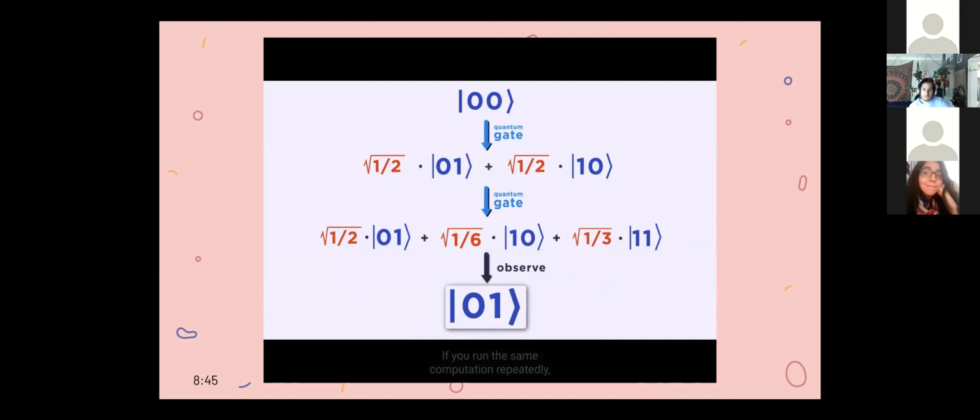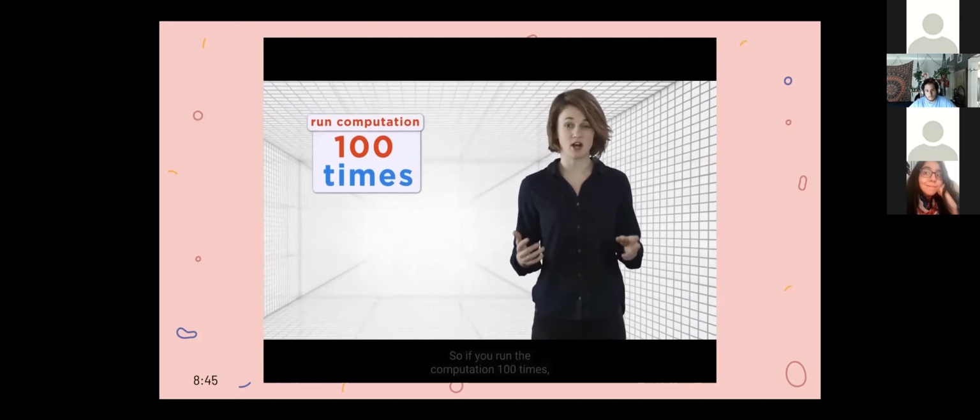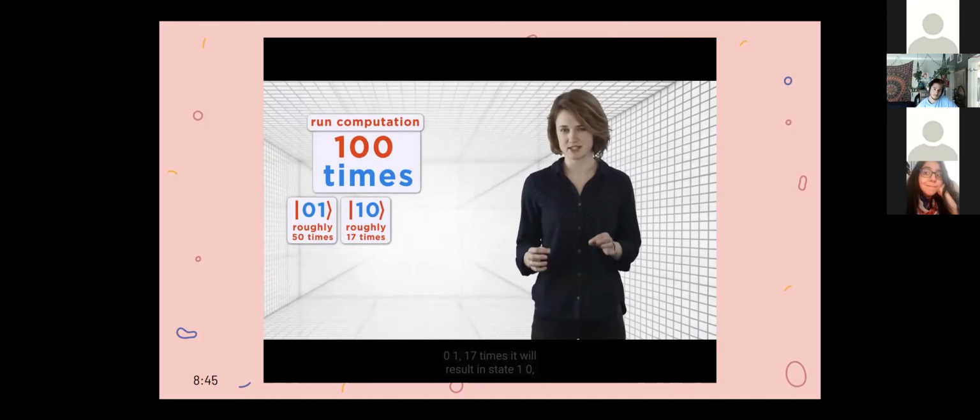If you run the same computation repeatedly, the final result will be 0, 1 half the time, it'll be 1, 0 1/6 of the time, and 1, 1 1/3 of the time. That's what the numbers in the superposition tell you: the probability that the superposition will collapse into each basic state. So, if you run the computation 100 times, roughly 50 times it'll result in state 0, 1, 17 times it'll result in state 1, 0, and 33 times it'll result in state 1, 1.